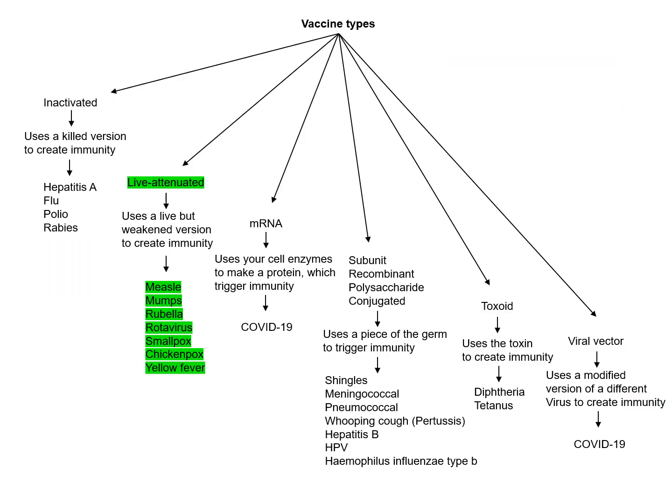That concludes the live attenuated discussion. And these are some examples: measles, mumps, rubella, that now is administered at 12 months and 4 years in the form of an injection called the MMR vaccine.